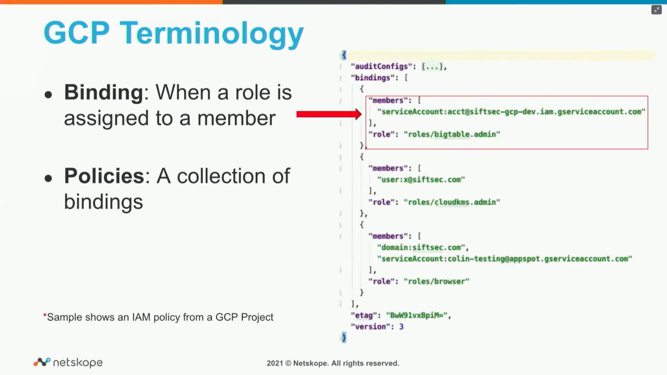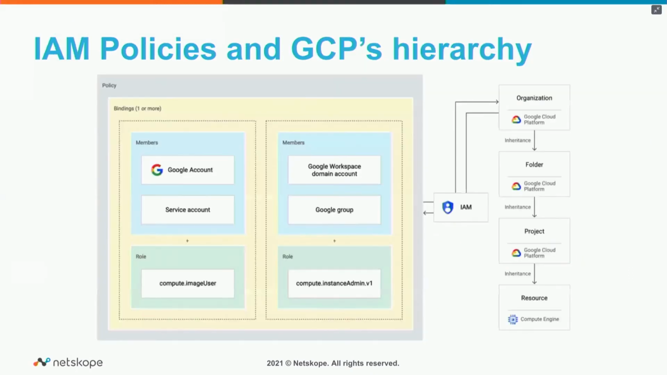And then when you're assigning a role to a member, this is called a binding, and it's basically pairing the role with the member. Here I'm showing an example of a service account that has Bigtable admin as its role, so it has a lot of permissions around Bigtable. And the policy is a collection of bindings. This is the output of an IAM policy that I had in my environment at a project level, and this is basically an array of bindings. So that's how to think about that.